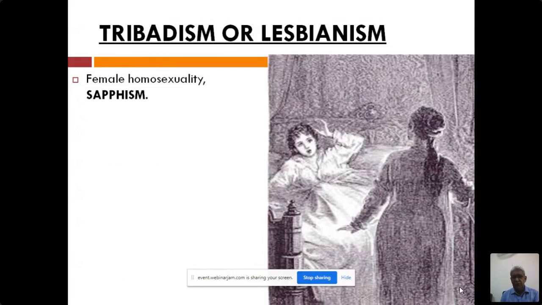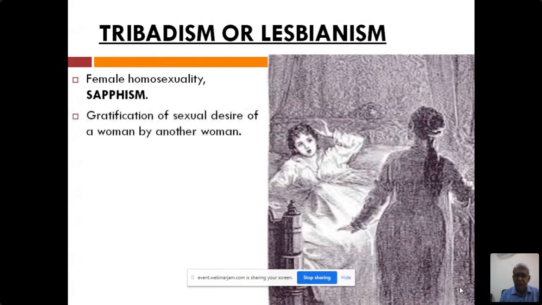This is said to be tribadism, lesbianism, or sapphism, after the name of a queen who had been ruling in the very late past. This is the gratification of the sexual desire of a woman by another woman. Now, what tools are being used to get this gratification? This tool may be either the enlarged clitoris or the artificial penis used by one female being introduced into the other female partner.